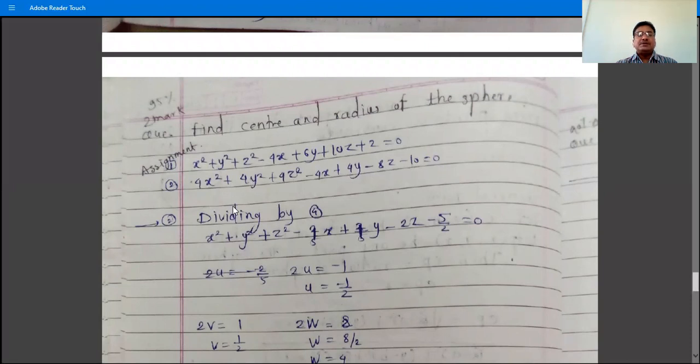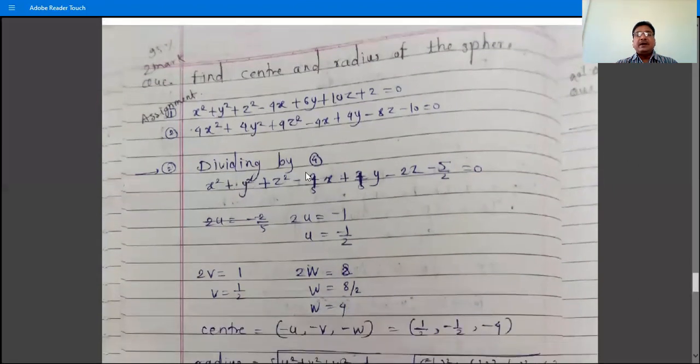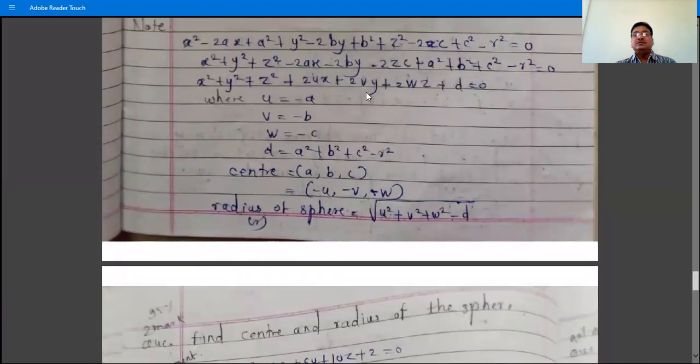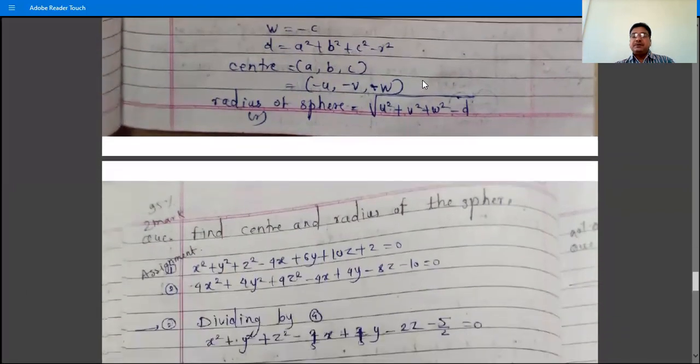So the answer of the second question; the first is for assignment. Divide equation number 2 by 4. It is converted to general form: x square plus y square plus z square, 4 by 4 is 1, minus 4 by 4 is minus 1, x plus 1y minus 2z minus 5 by 2, since 10 by 4 means 5 by 2. And then compare this equation with x square plus y square plus z square plus 2ux plus 2vy plus 2wz plus d is equal to 0.